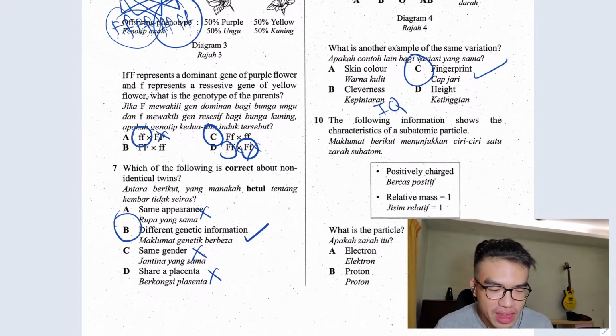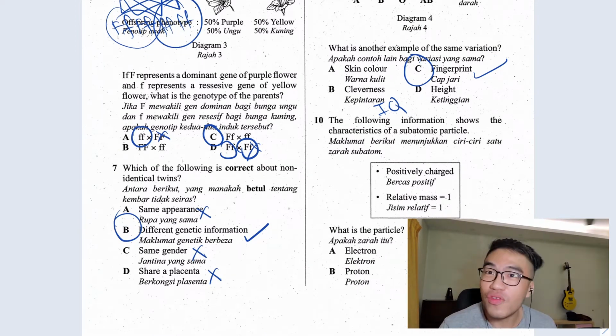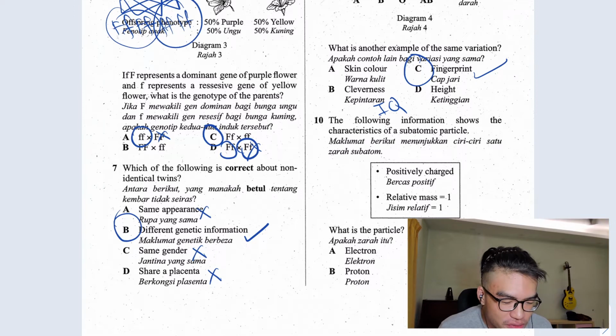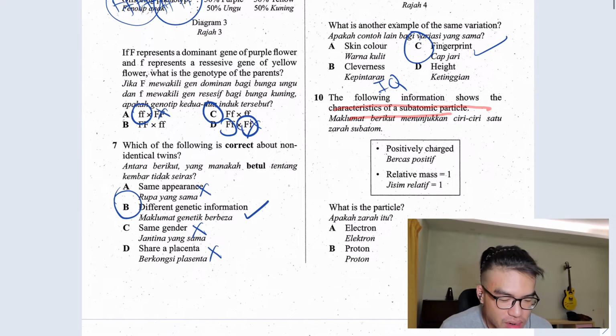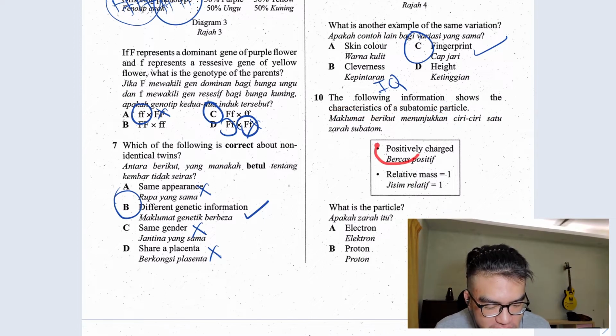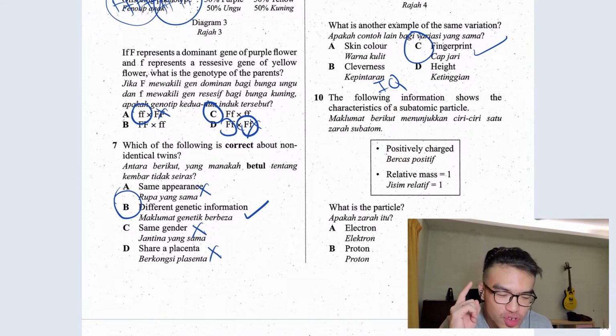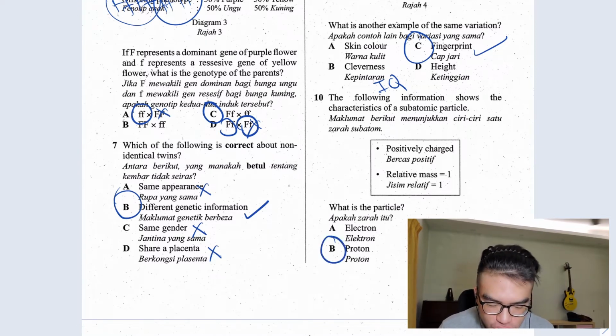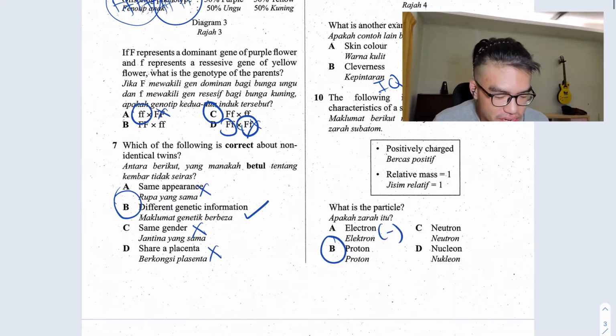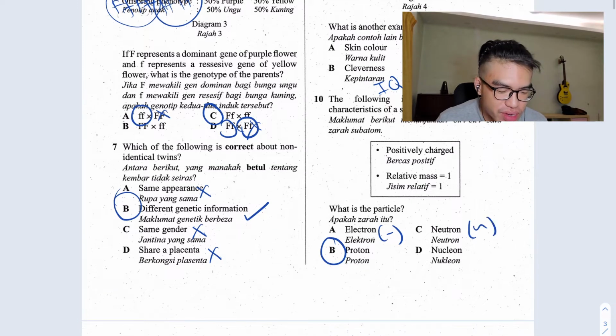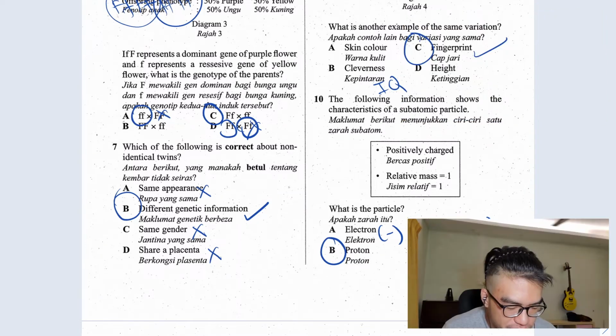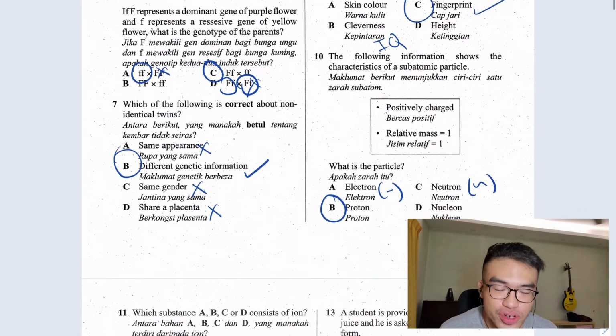Next, question 10. This would be a chemistry question. Moving on into chapter 4. The following information shows the characteristic of a subatomic particle. When you see it is positively charged, you know for sure this is a proton. Electron would be negative charge. Neutron would be neutral. Nucleon, this is not even an answer. Nucleon is basically proton plus neutron. Very simple question right here.